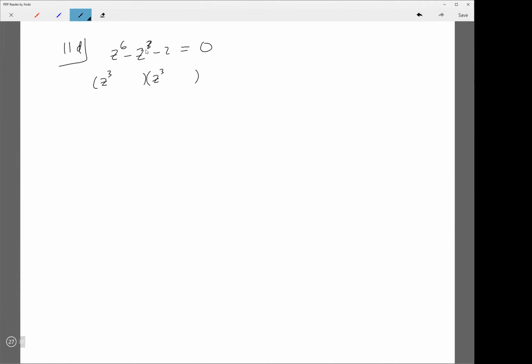So z cubed squared is z to the 6th, so z cubed times z cubed is z to the 6th. And if you make that a -2 and a +1, then it's going to factor that way. Then if you set that equal to 0, you get z cubed equals -1, and over here, you get z cubed equals 2.